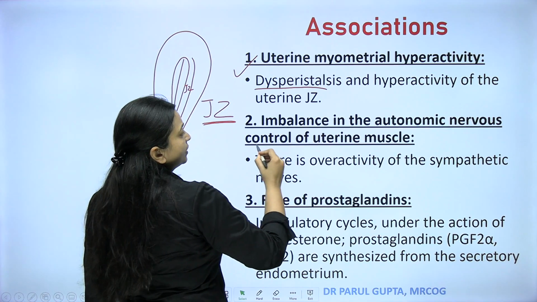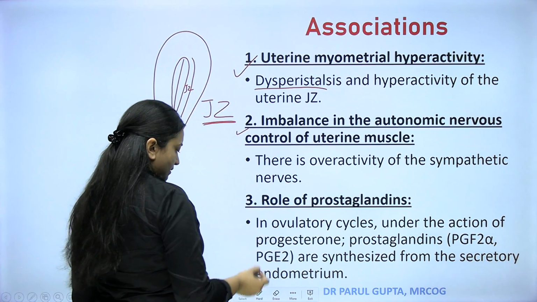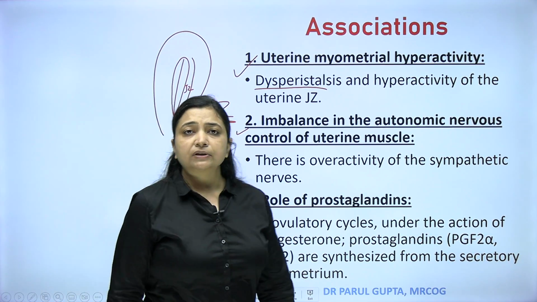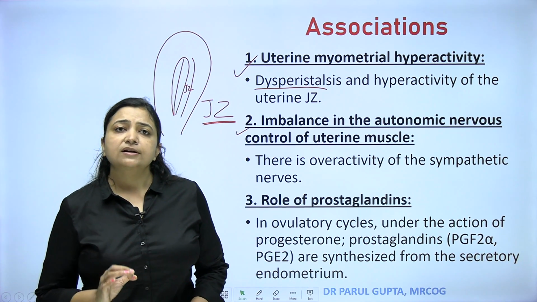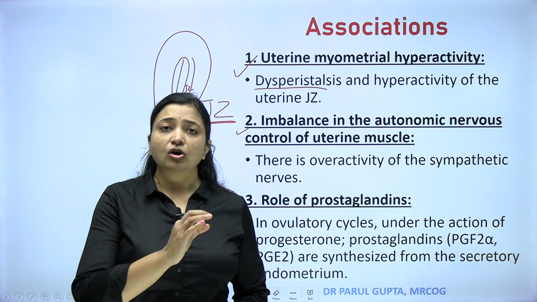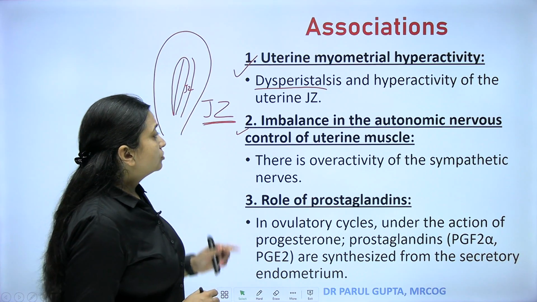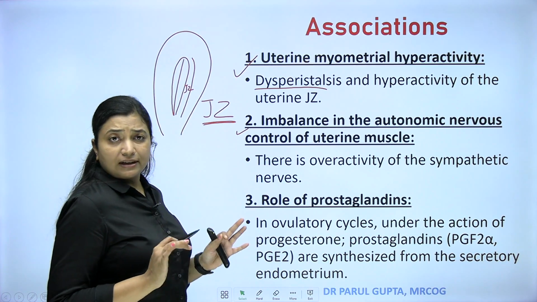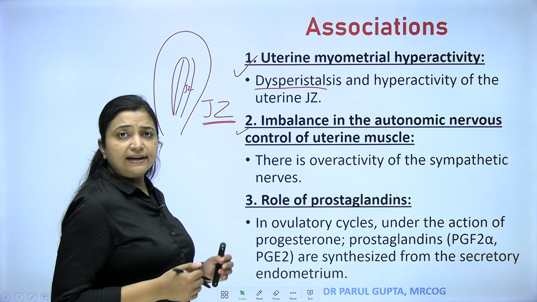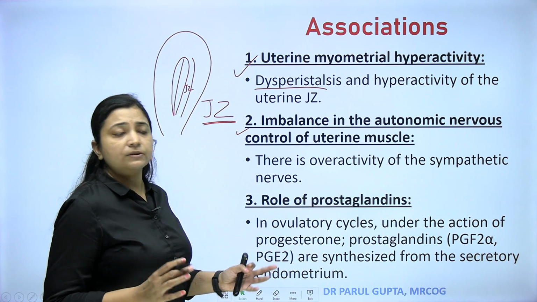Imbalance in the autonomic nervous control of uterine muscles. It is important to remember that primary dysmenorrhea is the one dysmenorrhea which is associated with autonomic symptoms also. So, the autonomic nervous control is a bit imbalanced during the menses and it leads to a plethora of symptoms.